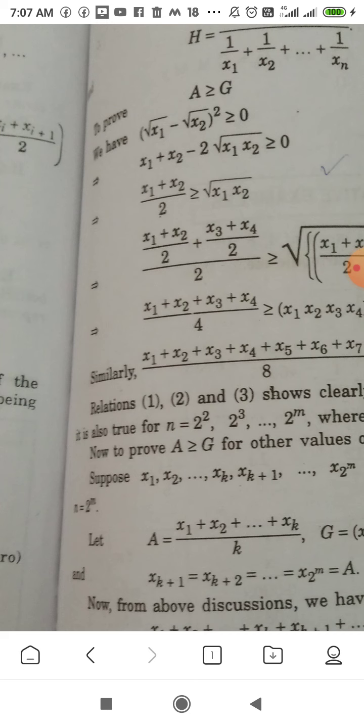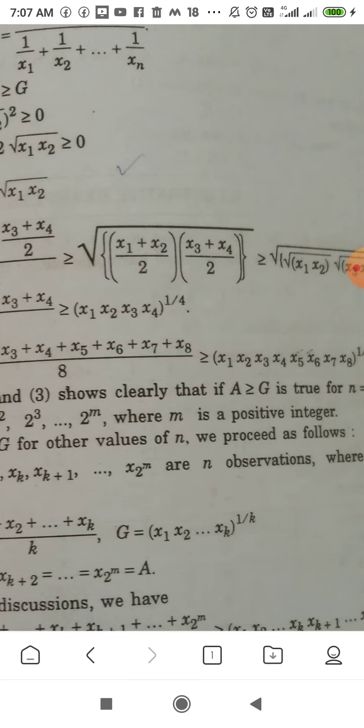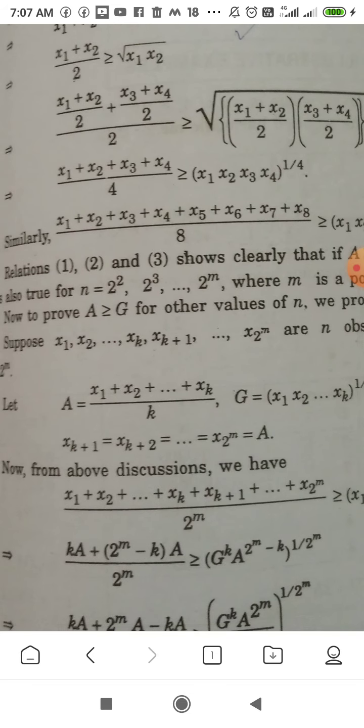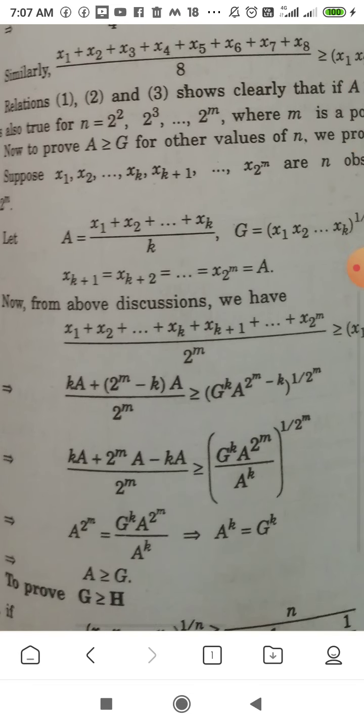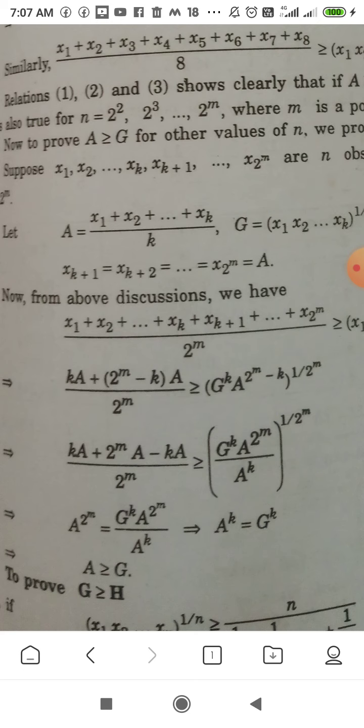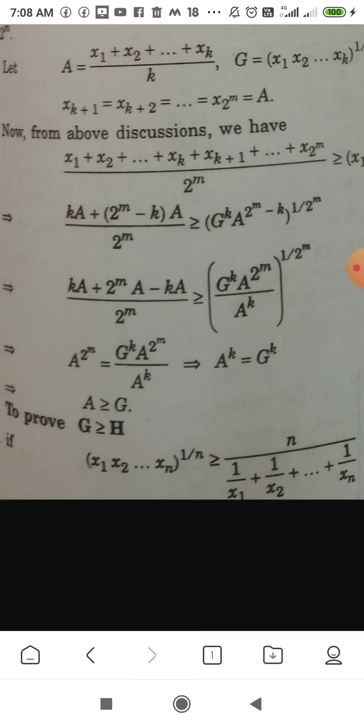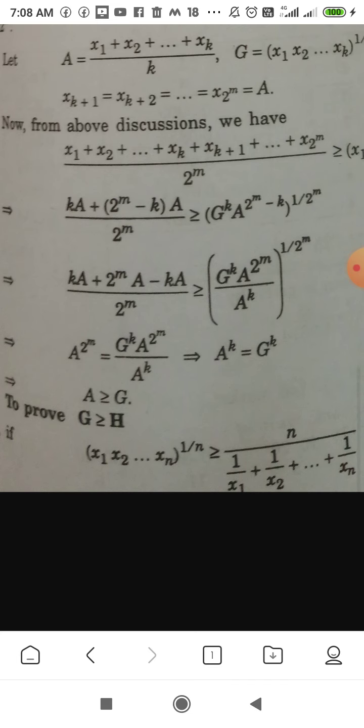Similarly, it is proved for 8 elements, and it is proved for all elements in the similar way, A greater than or equal to G. This is the induction approach. It is proved for n equal to 1, n equal to 2, and then n equal to k. So it is proved for all data x1 to xn, and A is greater than or equal to G.